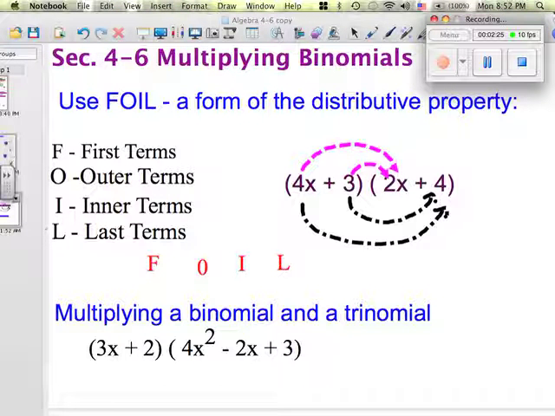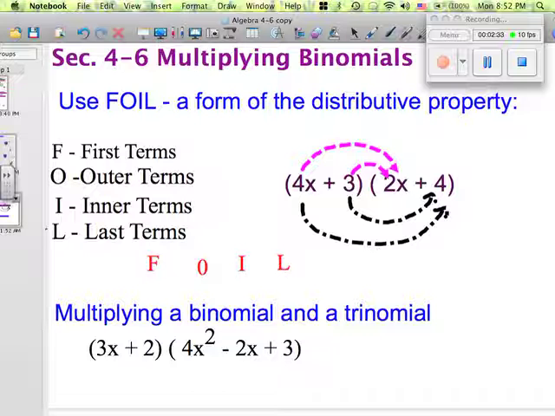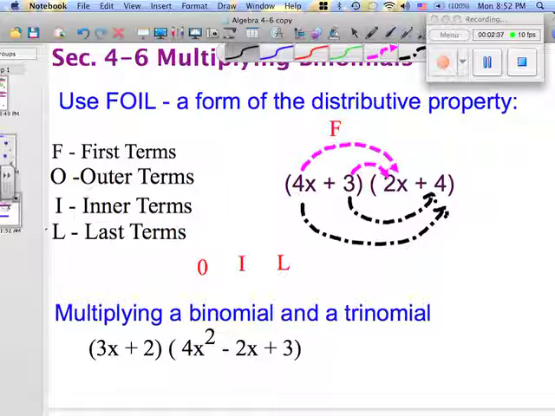What we're going to do is take the first terms, so we have two binomials, and multiply those together. That's where we get the idea of first terms. If I multiply those terms together, I get 8x squared. And then we're going to multiply the outer terms. So we're going to take 4x times 4.